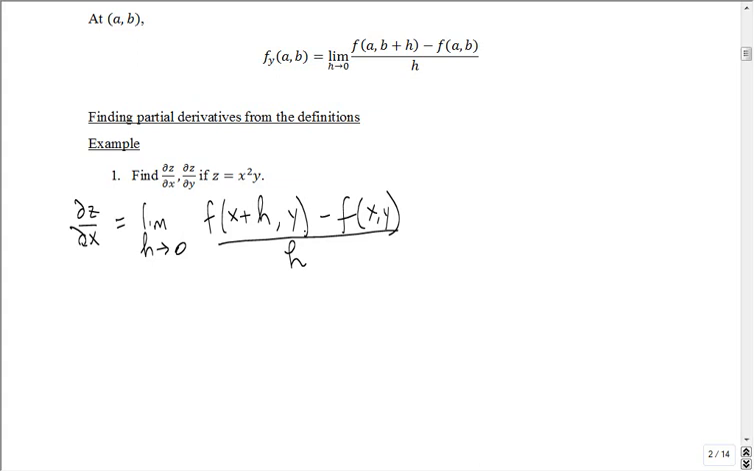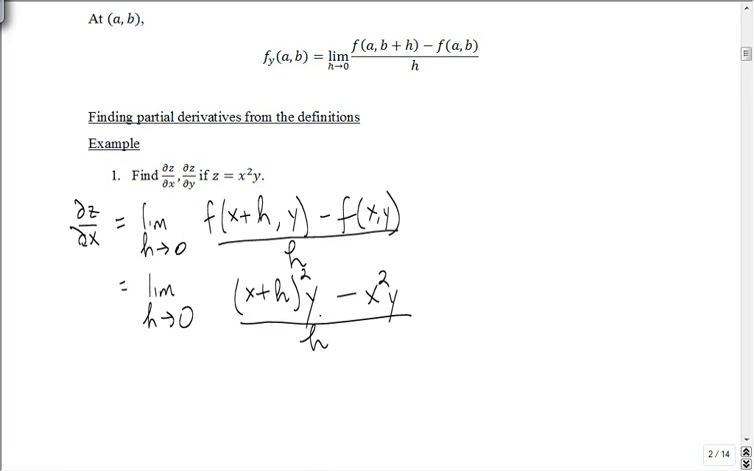Let's work that out. That is equal to the limit as h approaches 0. So f of x plus h, y means wherever you see x in the function, put x plus h. So this becomes (x plus h) all squared y minus the function, x squared y, over h. Now that's limits, so all you're going to do is simplify the numerator.